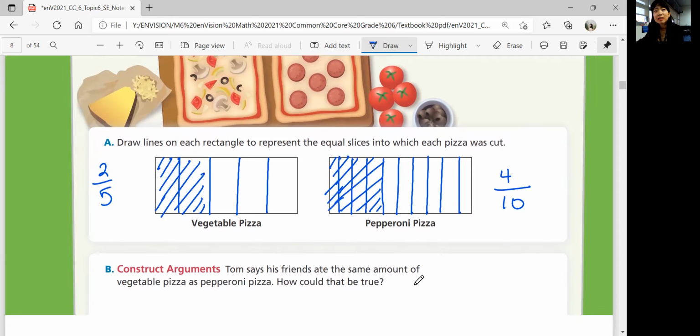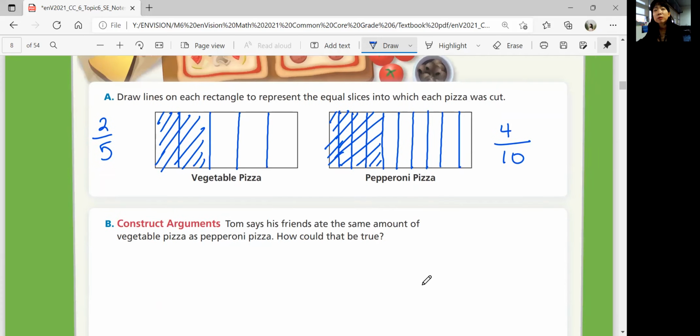Part B, Tom says his friends ate the same amount of veggie pizza as pepperoni pizza. How could that be true? How could you check if it's true? Is the amount of 2 slices of veggie pizza equal to the amount of 4 slices of pepperoni pizza? Is that true? How could we check? We could check by seeing if the fractions, the ratios are equivalent, right? So basically the question is, is 2/5 equal to 4/10?